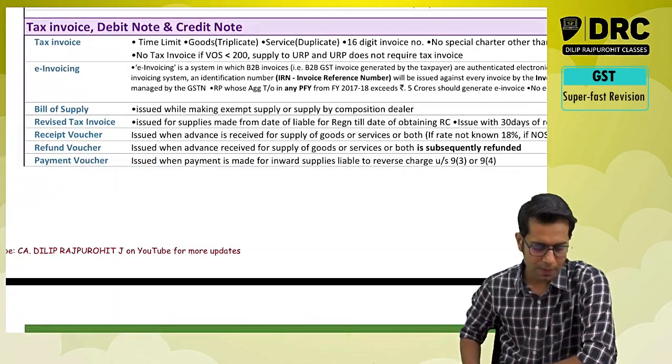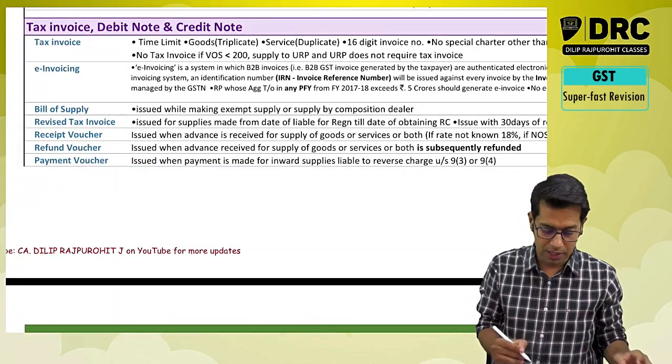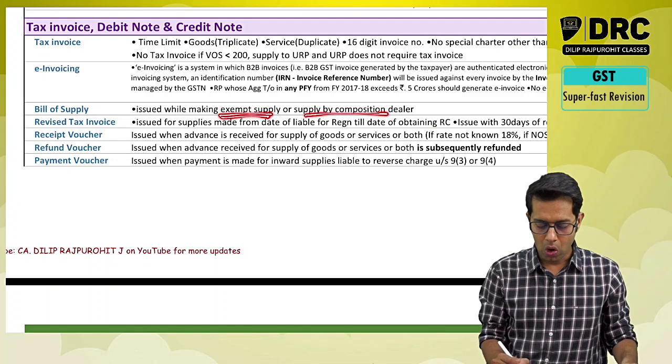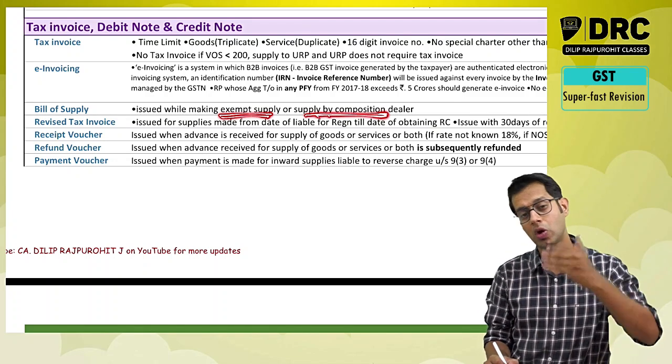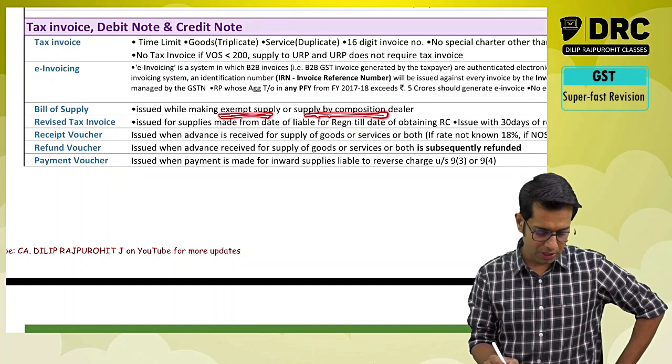Next, bill of supply. Bill of supply is a document which is required to be issued when you are making a supply which is not taxable. So if you are making an exempt supply, or if you are a composition taxable person who cannot collect taxes on his supply, these two persons are required to issue something called a bill of supply.